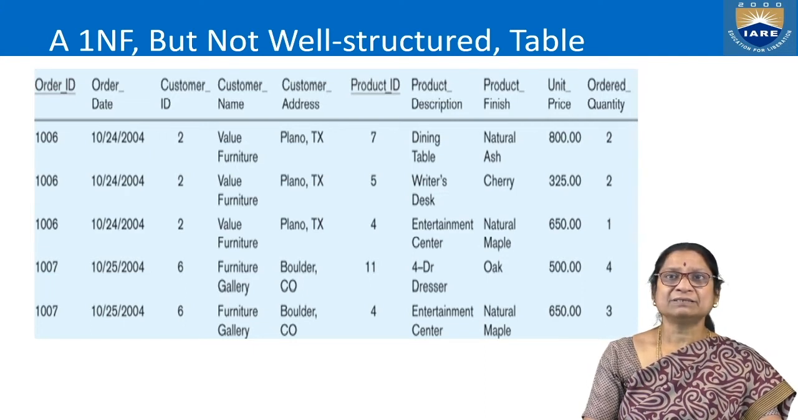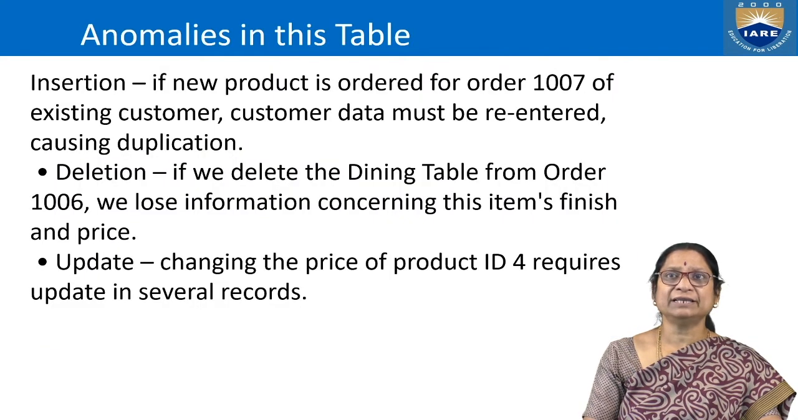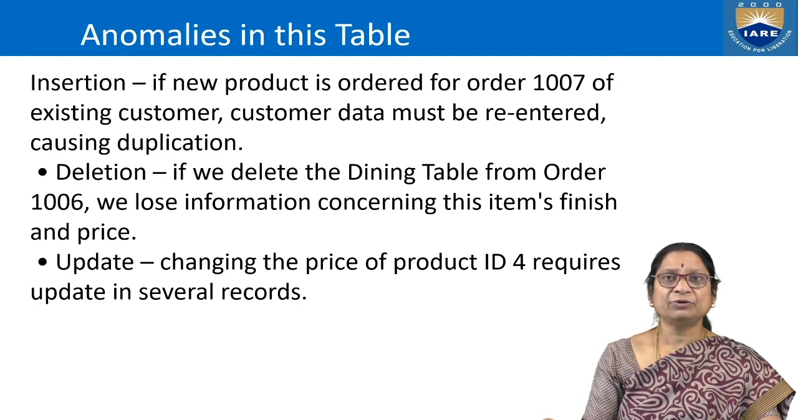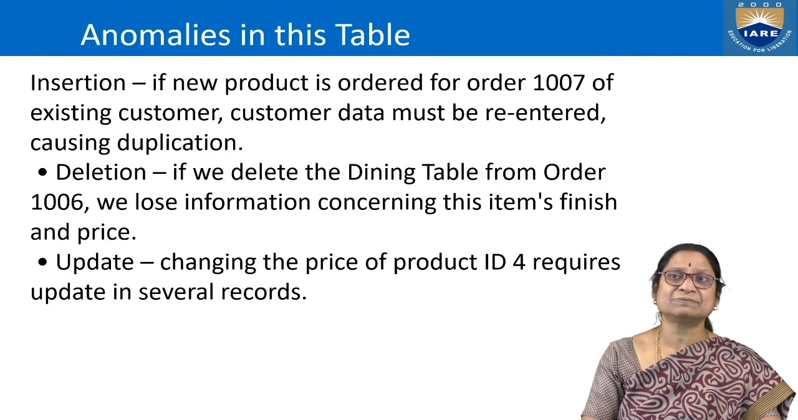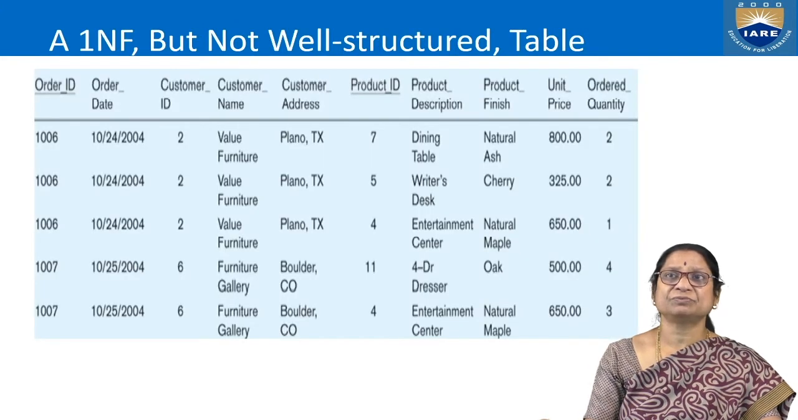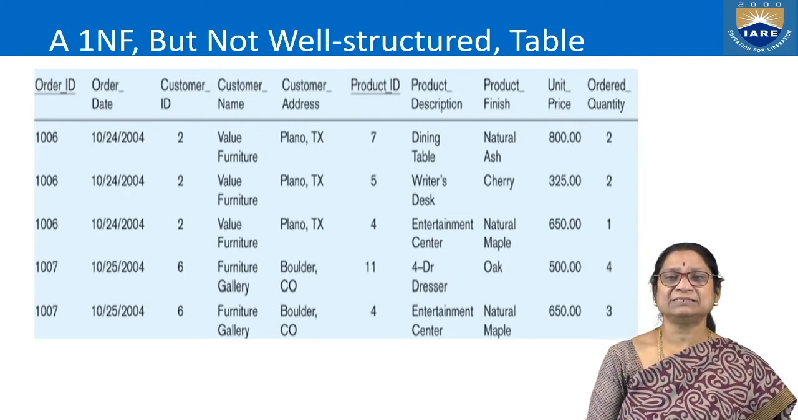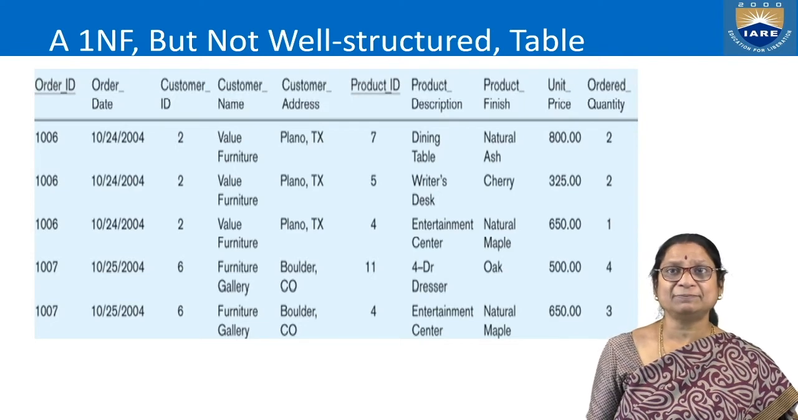Okay, customer 6 and the products are 11 and 4. If I would like to delete any of these products, then automatically the related item information will be removed. If I am going to change the price of a particular product, wherever it occurs, that product price must be changed. For example, product 4 exists twice. If I am increasing or decreasing the price, updating means wherever it occurs, it has to get multiple updations.